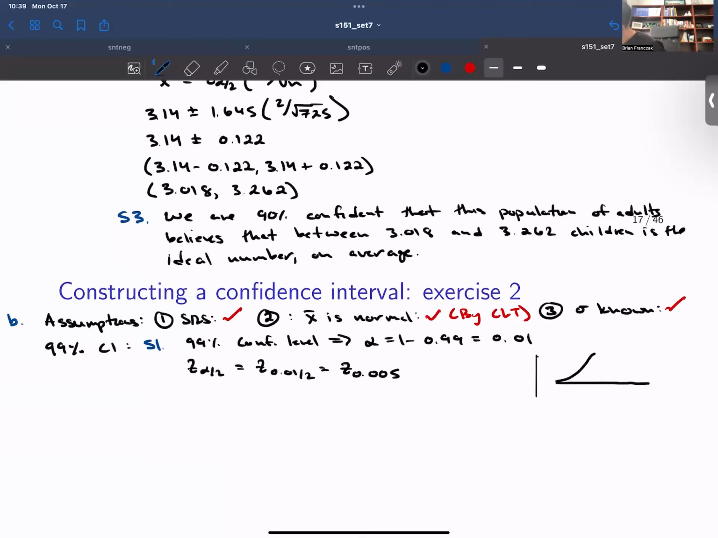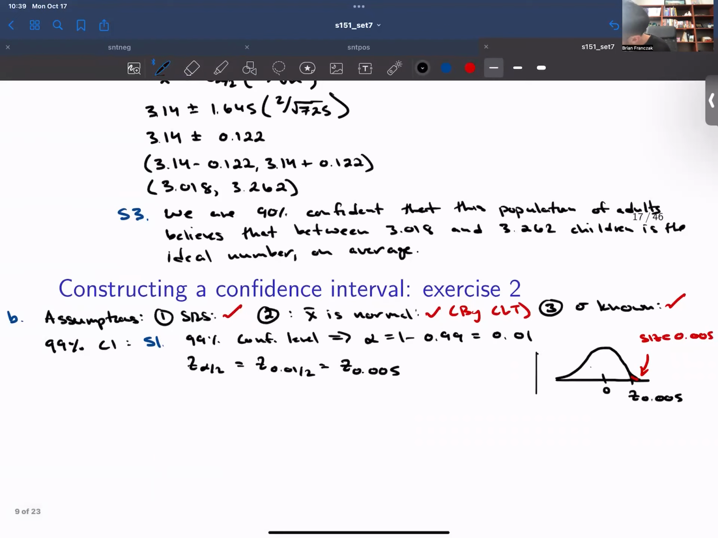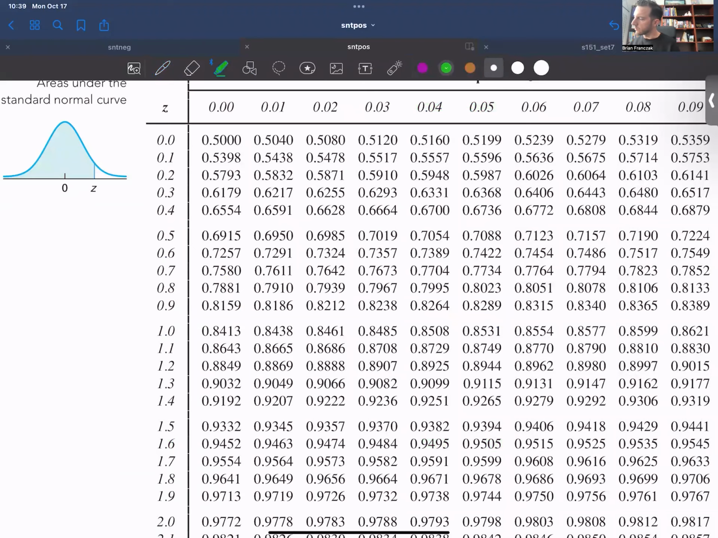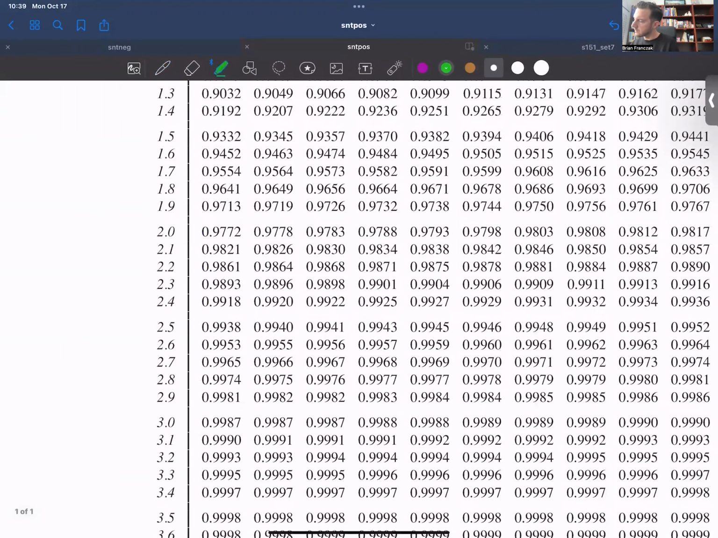We have a sketch of a standard normal curve here, centered at 0, and now we have Z 0.005 here. So the only difference between this Z-score and the last Z-score is that this Z-score is going to be bigger because there's less area in the upper tail. So this is now a size 0.005, which means that this is now a size of 0.995. So if we go to our standard normal table, we're looking for 0.995.